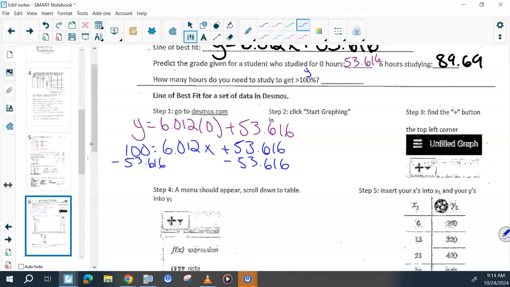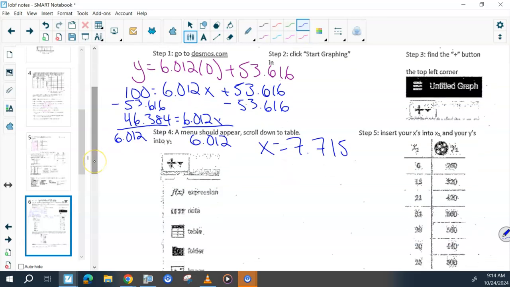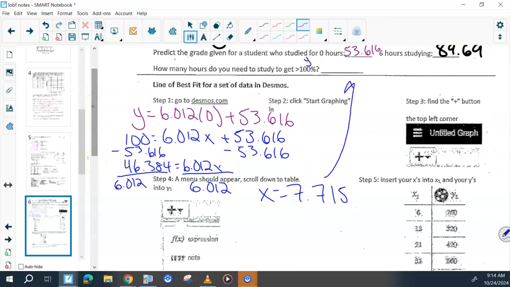Double check that. 46. It's 46. You were close. 384? Yeah. Great. And then divide. What is x? 7.715. So that would be our answer up here. Hours. We want a label.